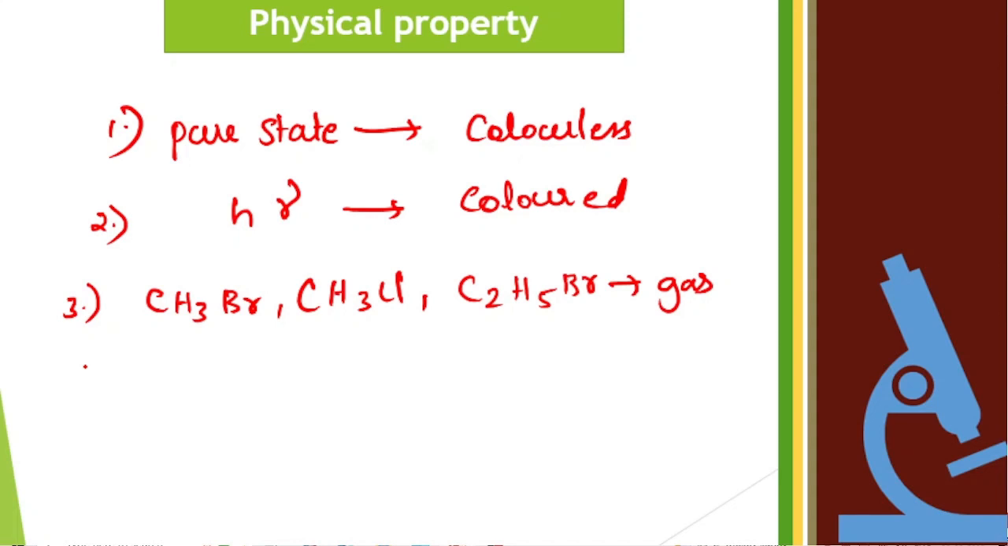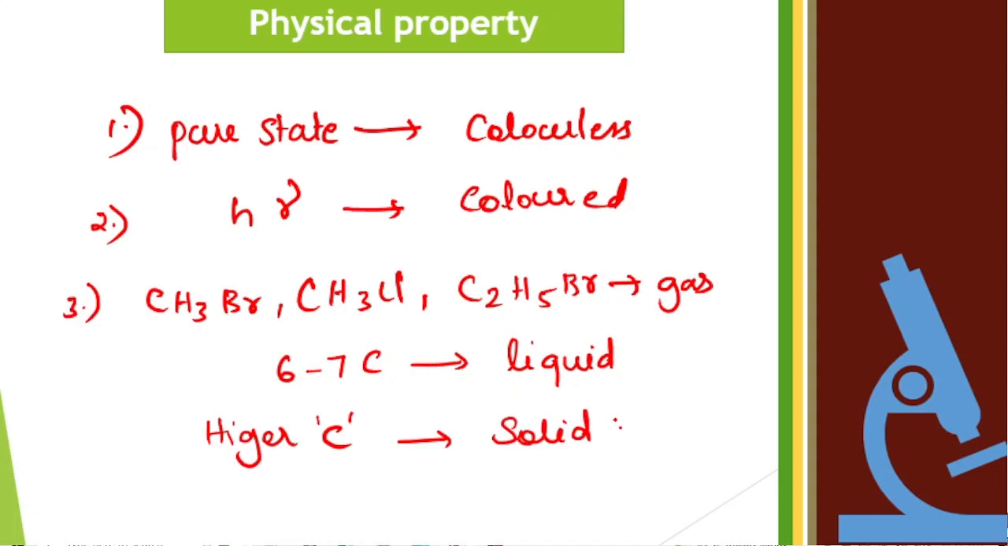And when you come to the carbon, that is, those having only one carbon or two carbon molecules, they are gases. If it is going beyond 6 to 7 carbon molecules, then it will be liquid. So based on the state of matter, how many carbons are present? 1 to 5 carbons present, they will be gas. 6 to 7 carbons will be liquid. And if more carbon is present, higher carbon means it will be a solid. Higher carbons will produce solids. Clear? Right. Now let's move to the next.